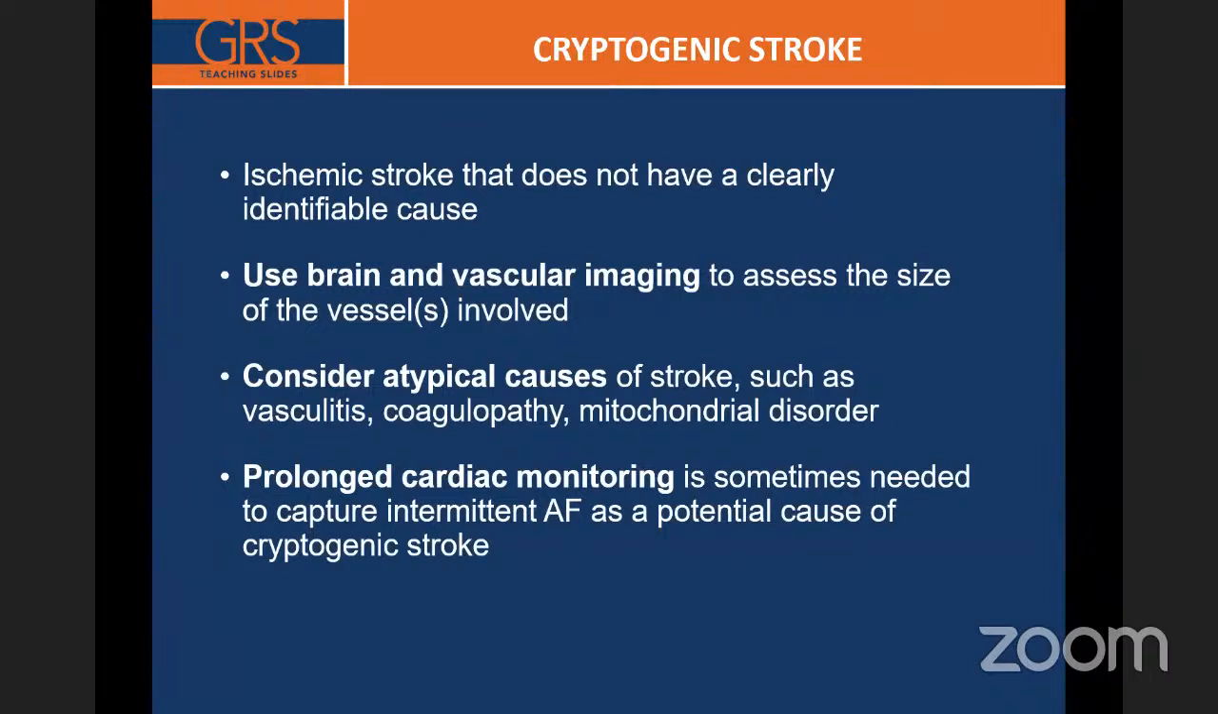Cryptogenic stroke is a type of ischemic stroke that does not have a clearly identifiable cause. Use brain and vascular imaging to assess the size of the vessels involved. Consider atypical causes of stroke, such as vasculitis, coagulopathy, and mitochondrial disorder. Prolonged cardiac monitoring is sometimes needed to capture intermittent AFib as a potential cause of cryptogenic stroke.